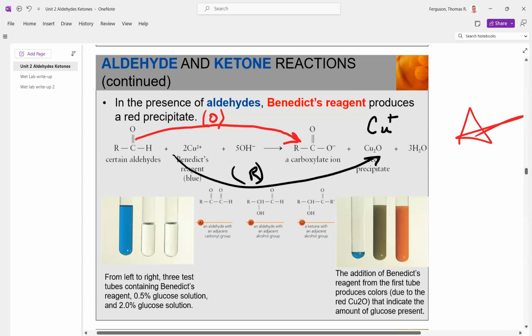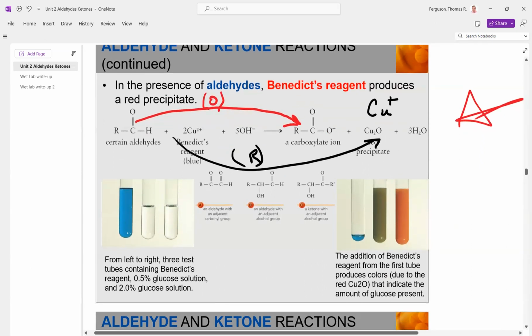Okay. The same reaction happens with something called Benedict solution. Only instead of silver, we're taking copper plus two, and it's being reduced to copper plus one. It's losing its charge from plus two to plus one. That means it's gaining an electron. Okay, that means something has to be oxidized. The aldehyde then is oxidized to, again, the acid salt, because it's a basic environment again.